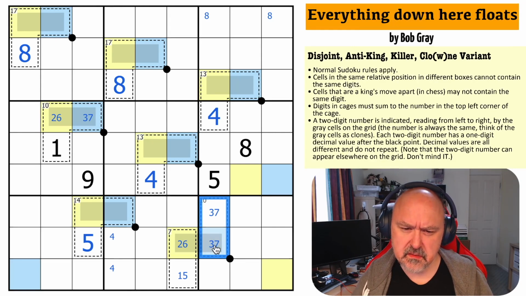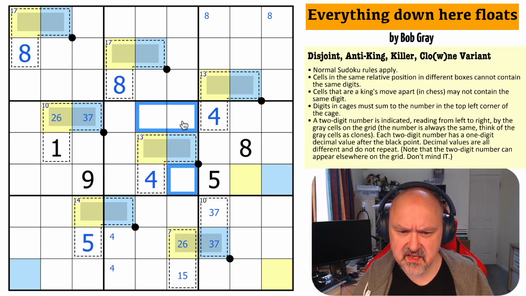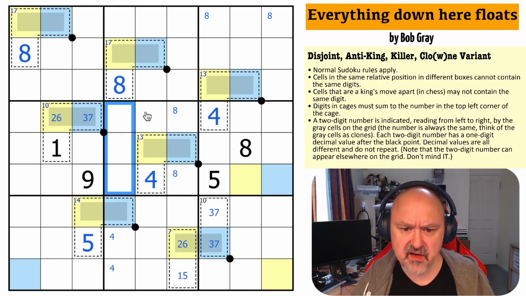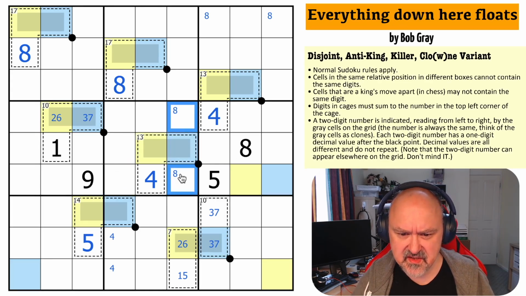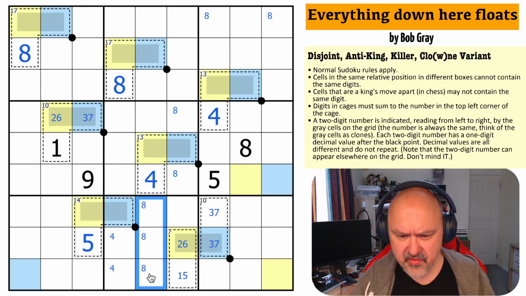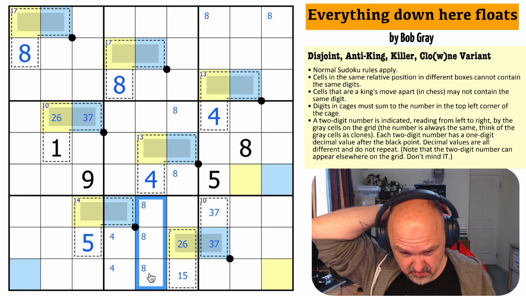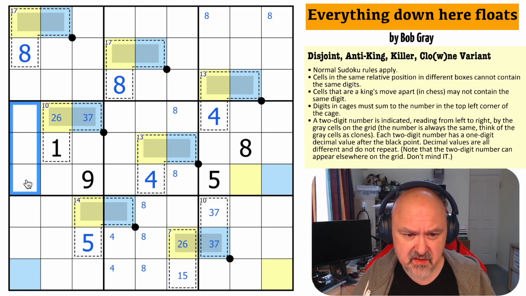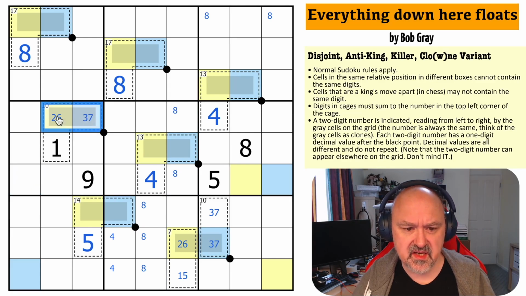Which means, no, that doesn't mean that at all. I worry this is going to be a full-on coloring puzzle. So 8 is not there or in any of those. So 8 is in one of those two because 8 can't go there or there by King's move and that 8 sees those. So 8 is in one of those two. So 8 is in one of those three.